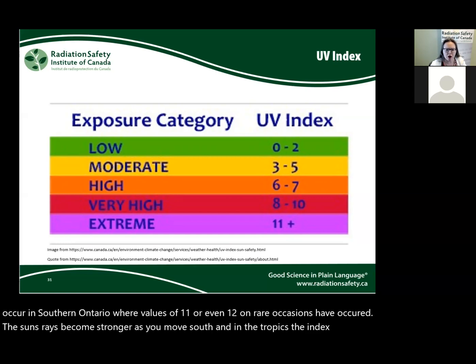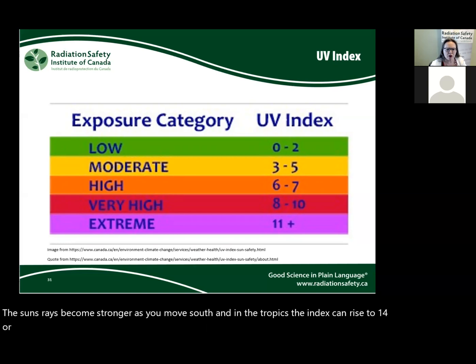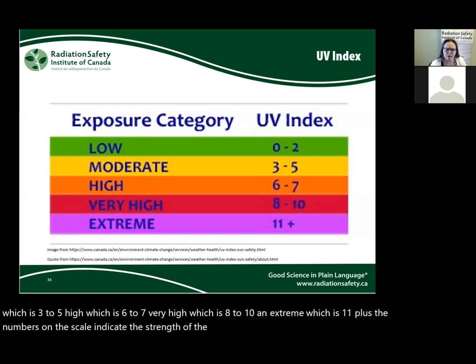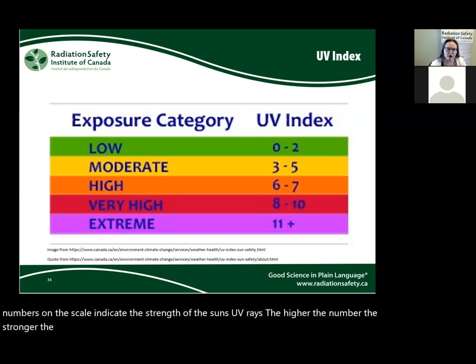The UV index values are grouped into 5 levels of risk: low, 0 to 2, moderate, which is 3 to 5, high, which is 6 to 7, very high, which is 8 to 10, and extreme, which is 11 plus. The numbers on the scale indicate the strength of the sun's UV rays. The higher the number, the stronger the sun, and the greater the need to take precautions.